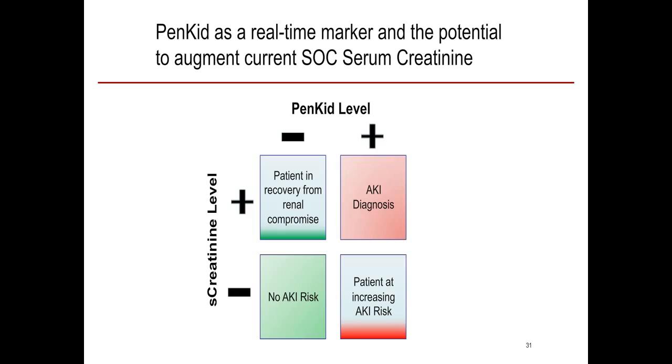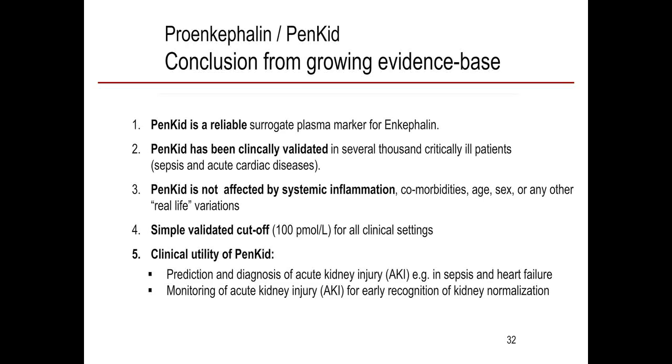We may not even need to hospitalize this patient. Now, the top right is someone that comes in with a high creatinine level and high PENK. Boom, I think you have the diagnosis: acute kidney injury. And at the right, you have a high PENK kid, but a negative creatinine. These are the ones I'm very interested in, especially my acute heart failure patients, because these are the ones I feel are going to be at risk for acute kidney injury that we may be able to intervene in. So let me conclude about the growing evidence-based data that we have for proenkephalin, or PENK.